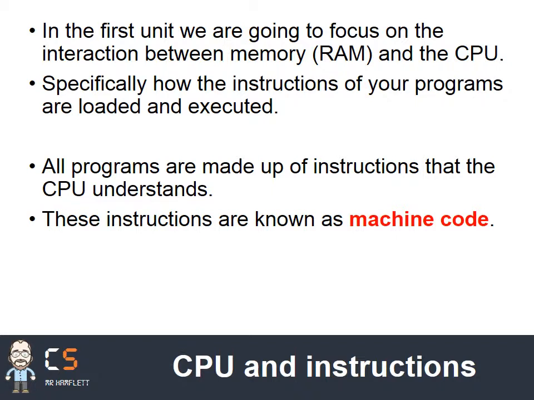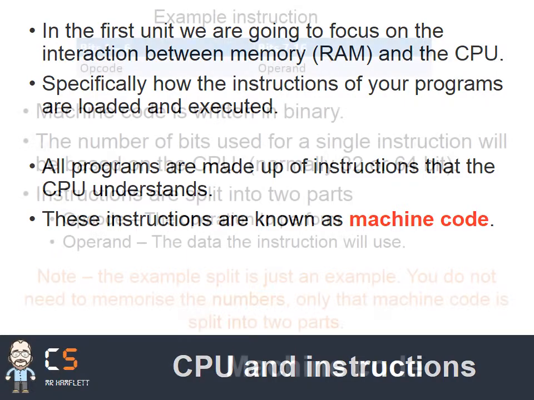Every program you run is made up of instructions, and these are instructions that the CPU understands. So if I have Microsoft Word, that is made up of many lines of instructions, written by programmers, and we call these instructions machine code. So the next step is to understand, well, what is machine code? I know my programs are made up of instructions, and I know these instructions are machine code, but what do we mean by machine code?